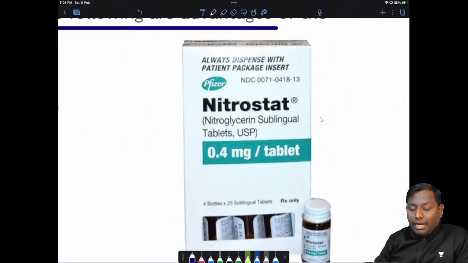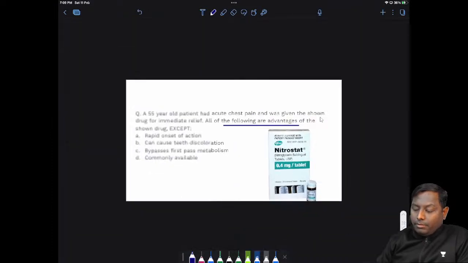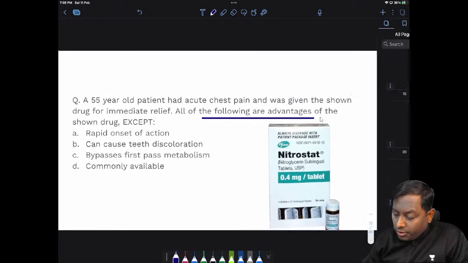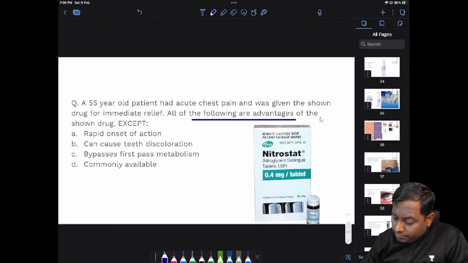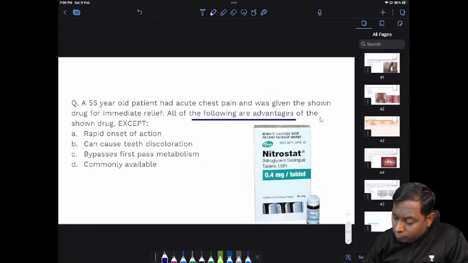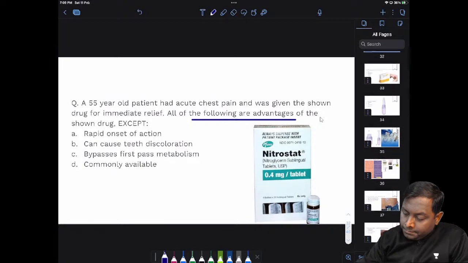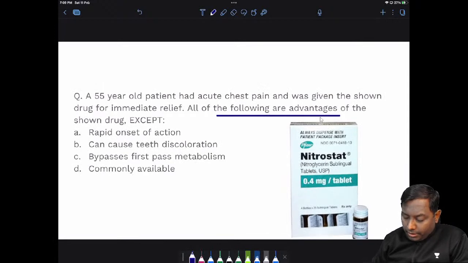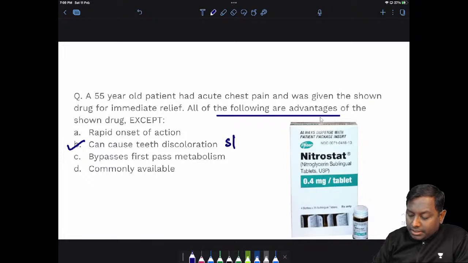This drug is Nitrostat, nitroglycerin, 0.4 milligram per tablet. So all of the following are advantages except, which of the following is not an advantage? Okay, great. Most of you guys are marking the correct answer. Guys, teeth discoloration is not an advantage, it's a side effect. It's not an advantage of this drug, right. Causing teeth discoloration is a side effect. We are not using it because of this, it is not an advantage.